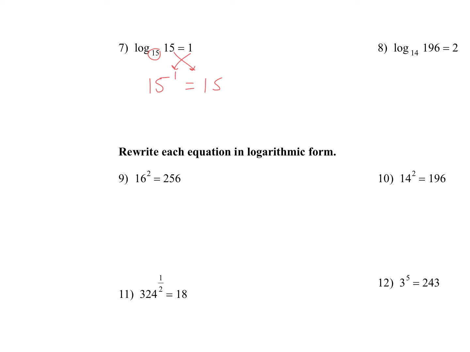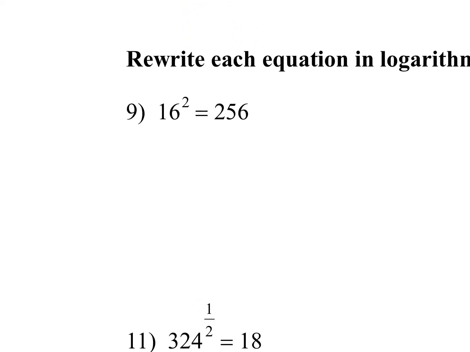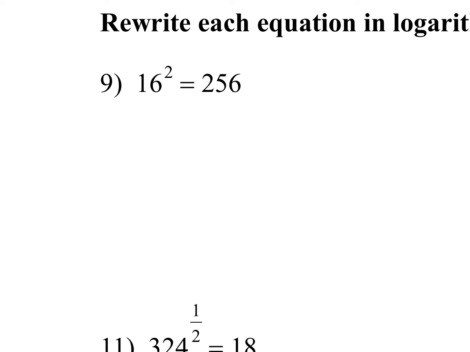Number 9, here we're putting it into logarithmic form. So we start with our word log. What's our base? 16. What comes next? 256. And then what's that equal to? 2. Perfect. So always start out with your base and then just switch the other 2.